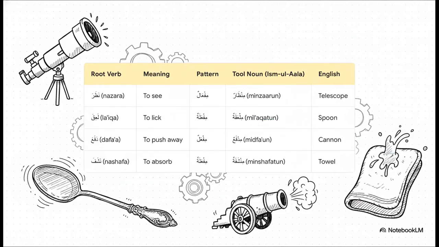And this system is just so versatile. I mean, look at this. The verb to see, nazara, gives us minzar, a telescope, an instrument for seeing. The verb to lick, laqia, gives us milaka, a spoon. It even works for something powerful. The verb to push away, dafa'a, becomes midfa, which is a cannon. It's just so consistent and powerful.